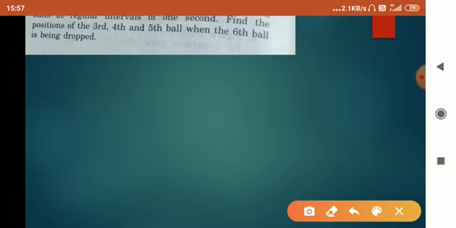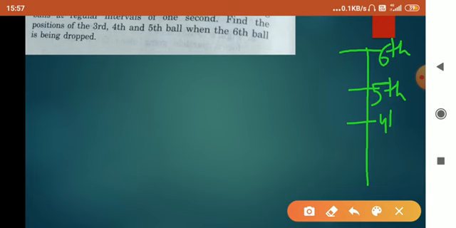Okay. So this question is very simple. We just need to find the time of the fourth, fifth and third ball. So let's start to solve this problem. This is a tall building on which a man is sitting. Now the sixth ball is at this point, the fifth ball is at this point, the fourth ball is at this point, and the third ball is at this point.